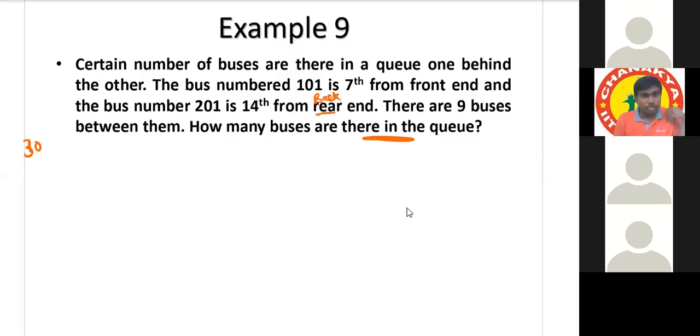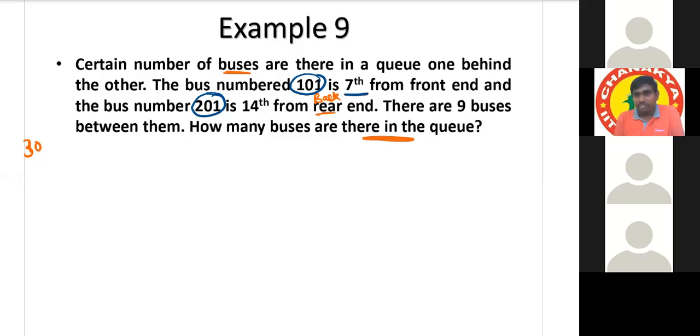This is similar to persons arranged in a row or in a straight line. But in place of persons, here buses are there. Don't get confused with the bus numbers 101 and 201. They are not useful for any calculation. These are bus names.